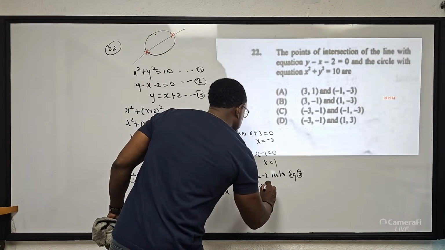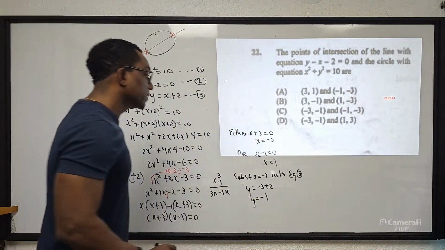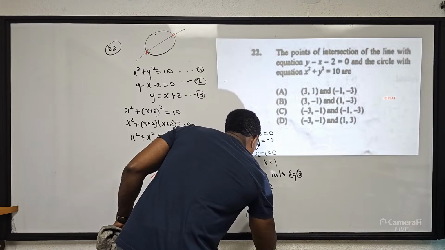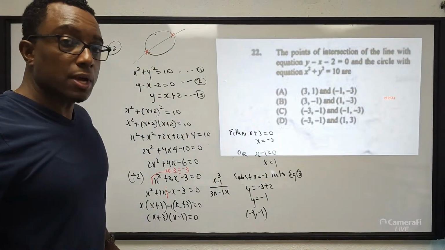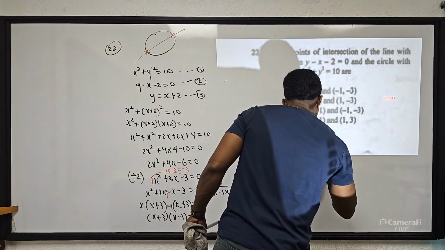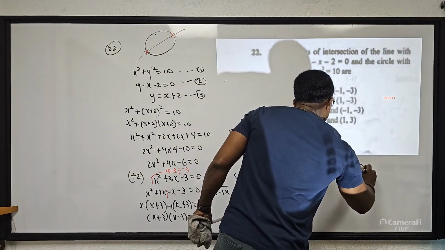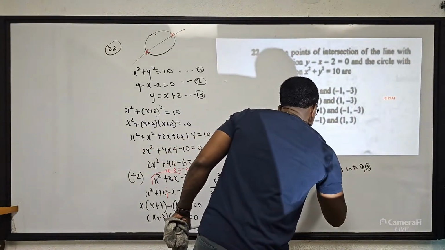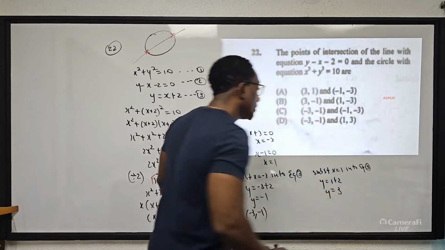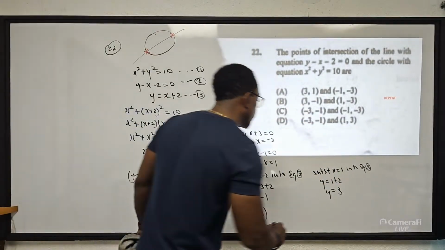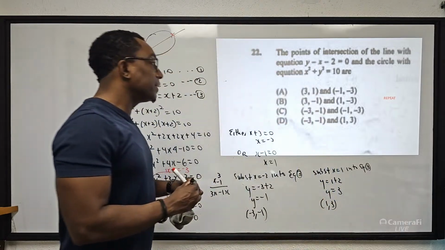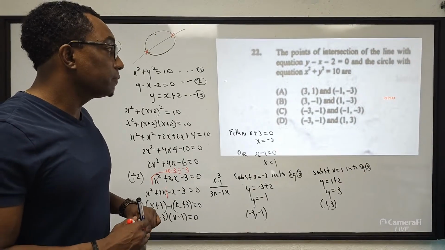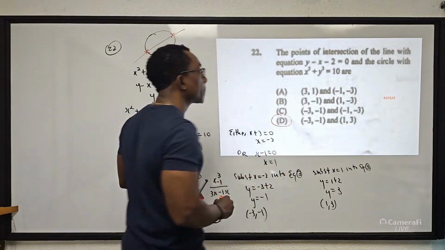So we're going to get what? Y is equal to negative 3 plus 2. Y is negative 1. So one point of intersection will be x negative 3, y negative 1. Good? And then we're going to substitute x equal to 1 into equation 3. So this becomes y is equal to 1 plus 2, y is 3. So the second point of intersection will be 1, 3. So your 2 points of intersection, where the line cuts or intersects the circle at 2 points, will be negative 3, negative 1 and 1, 3, whose answer is D.